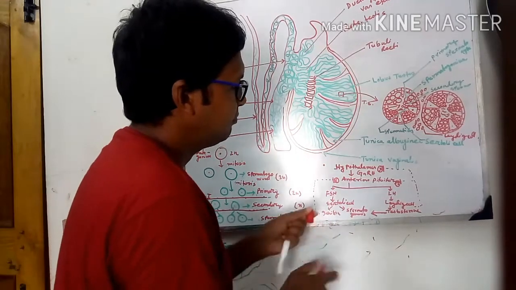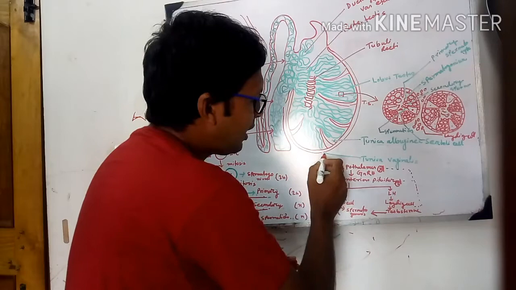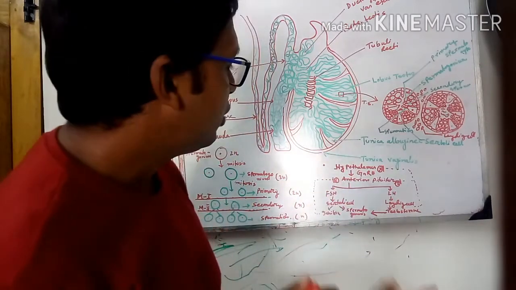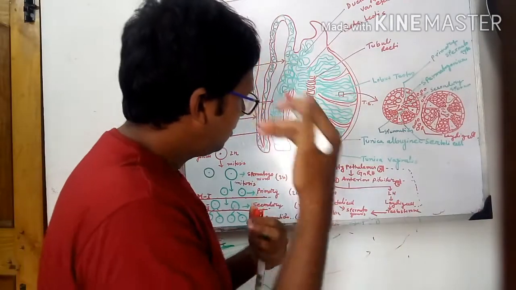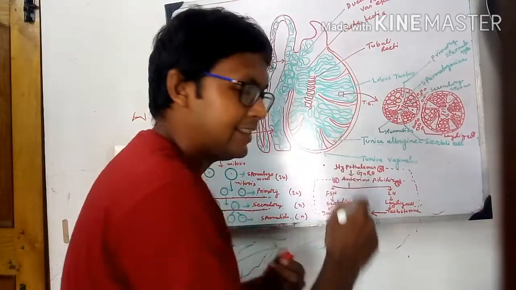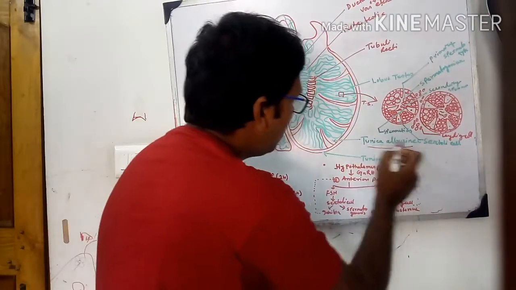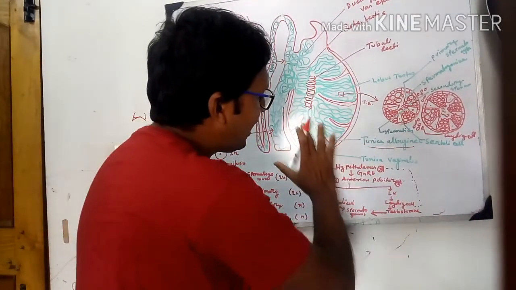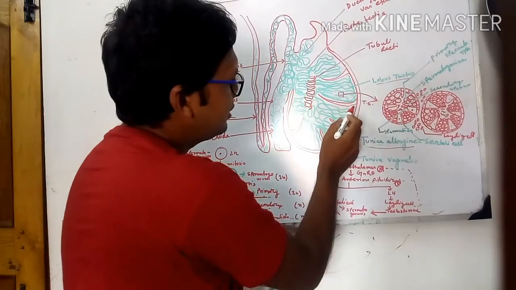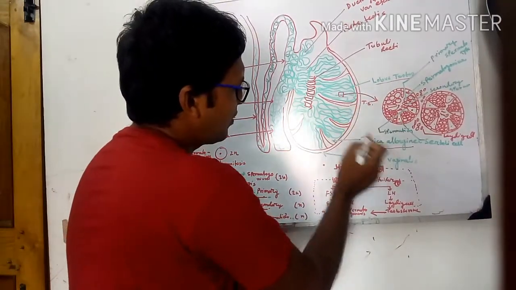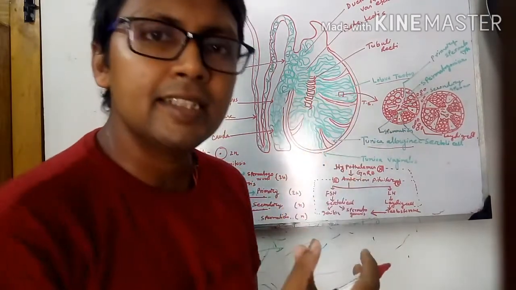Tunica albuginea is present here. Tunica vaginalis is just the outer layer. The tunica albuginea is folded inside, invaginates inside the testis in finger-like projections to form lobus testis.